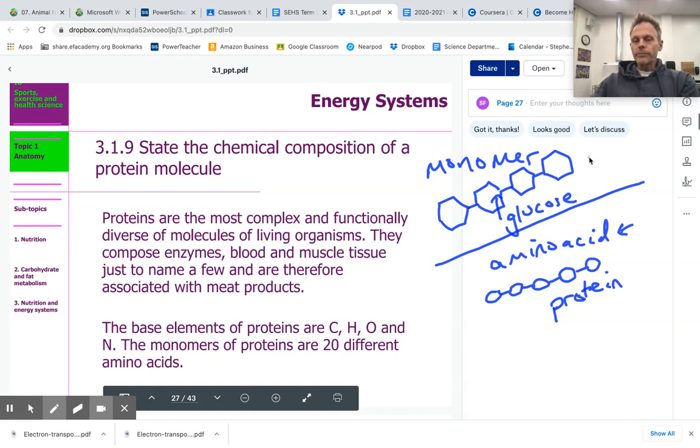So when we talked about glucose, the formula was C6H12O6. So that's the chemical composition. It has carbon, it has hydrogen, and it has oxygen.